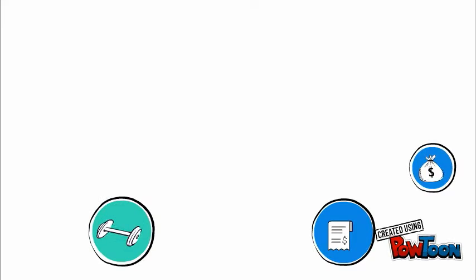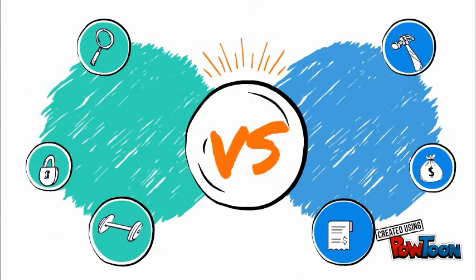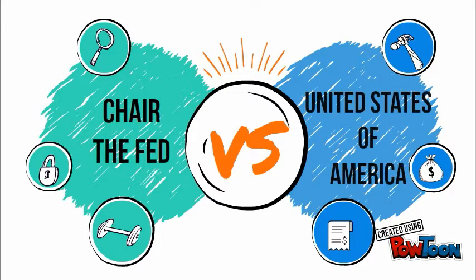Now let's get into the experiment. My experiment will be about comparing the unemployment rate and inflation of a simulation called Chair the Fed and America's actual numbers. On Chair the Fed, I will be using America's actual Fed fund rates.